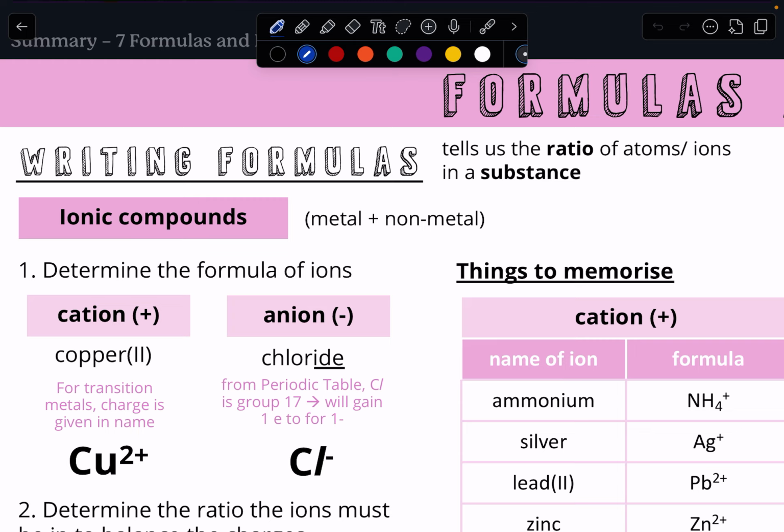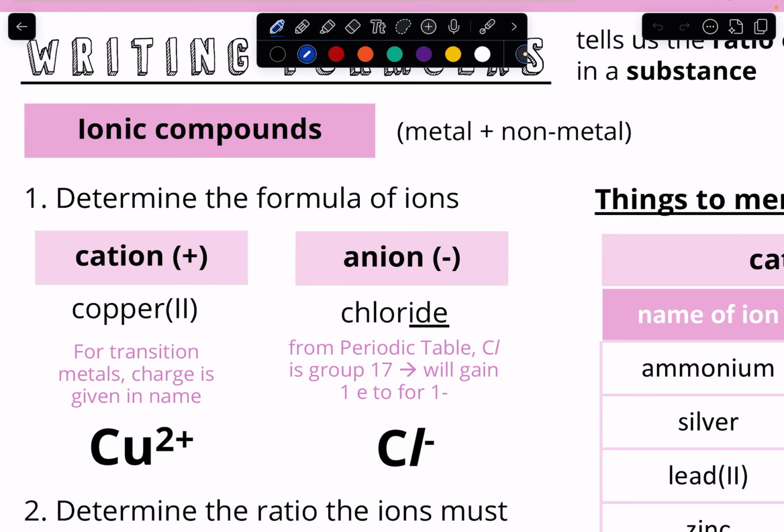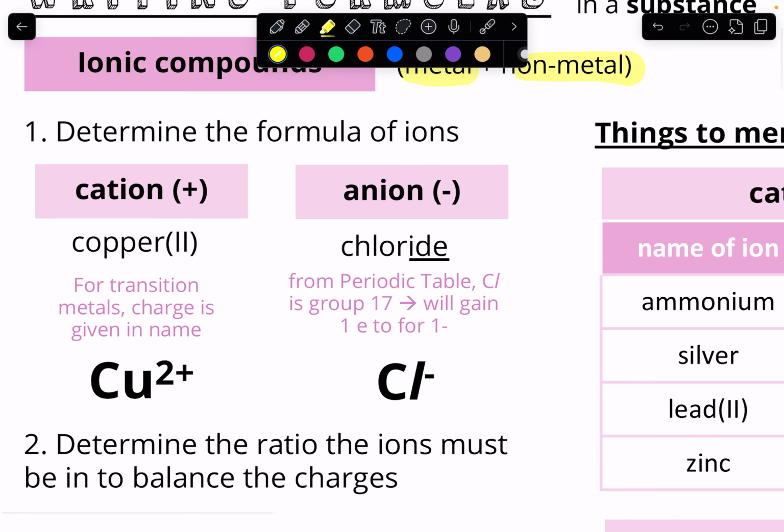First, for ionic compounds, check that it's an ionic compound in the first place by checking whether it is between a metal and a non-metal. So once you've made sure that it's an ionic compound, let's look at how we get the formula of ions. We first have to split it into the cation and an anion. The positive ion always comes first. So for the metal cation, right?